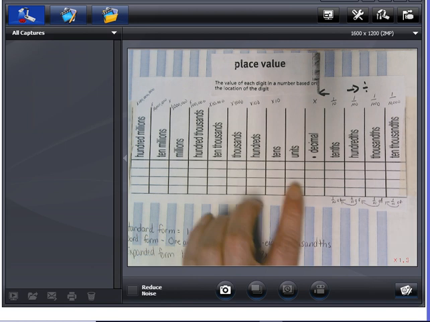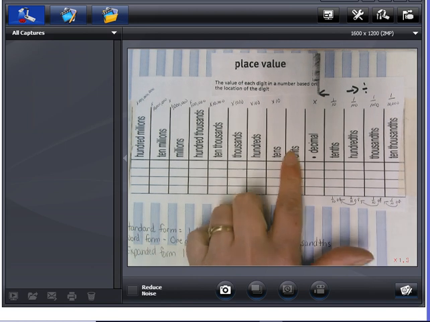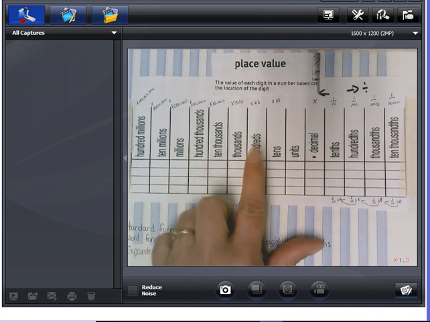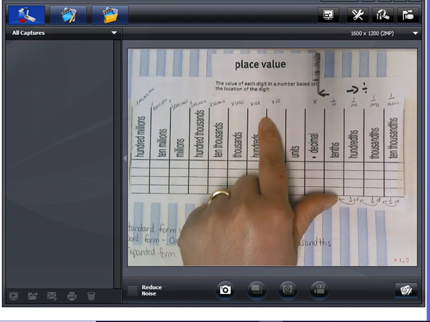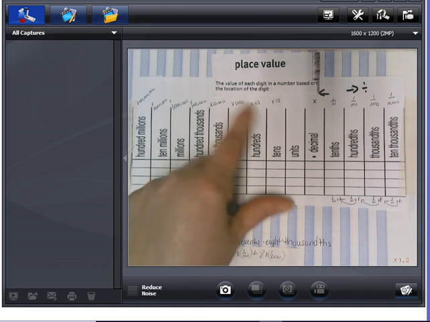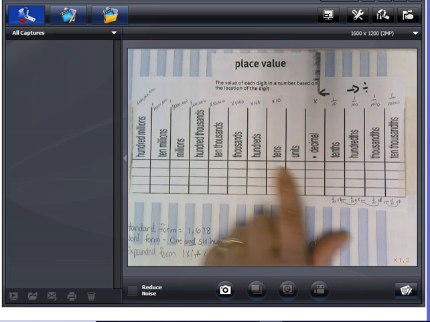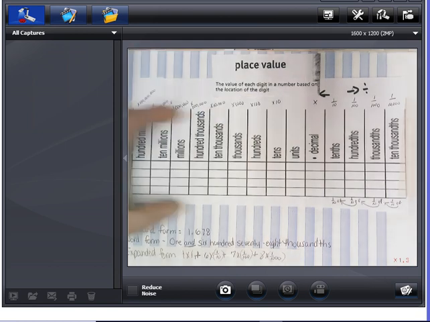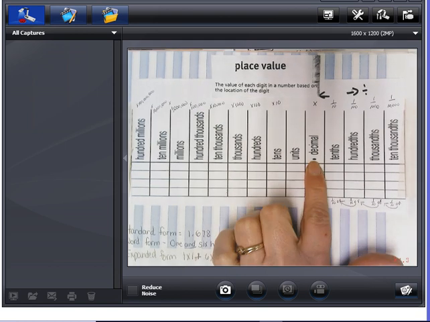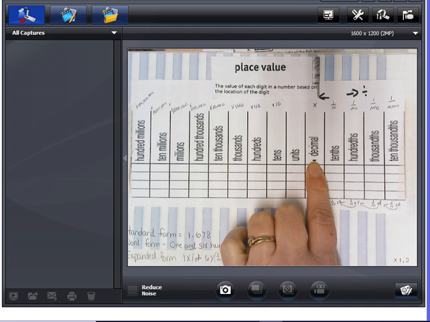If you notice with the place value chart, here's our units: ones, tens, hundreds, thousands. We're going up by 10, so we're timesing 10 each time. It would be times 10. Then we hit a decimal. This means these are all whole. The decimal means that we are going to start doing part of a whole.